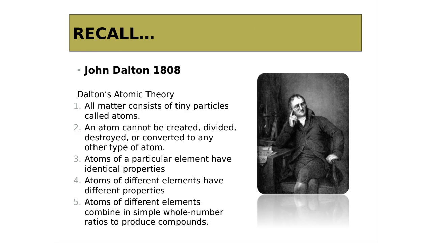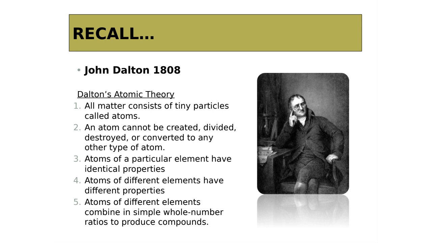So fast forward almost 2,000 years, and John Dalton, who was an English chemist, came up with some theories or statements about the atom. And considering the time period and the lack of high quality equipment, he really got a lot of these things right. So he said that all matter consists of tiny particles called atoms. The atom could not be created, divided, destroyed, or converted into a different type of atom. Atoms of a particular element have identical properties. Atoms of different elements have different properties. And atoms of different elements combine in simple whole number ratios to produce compounds.